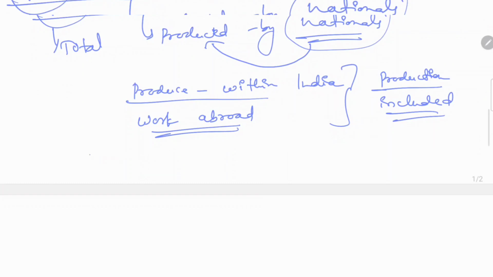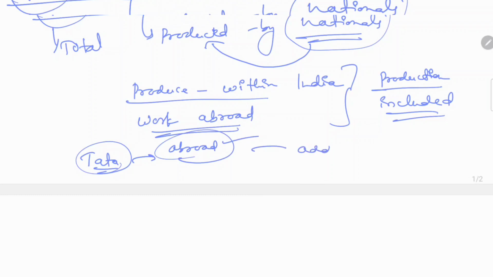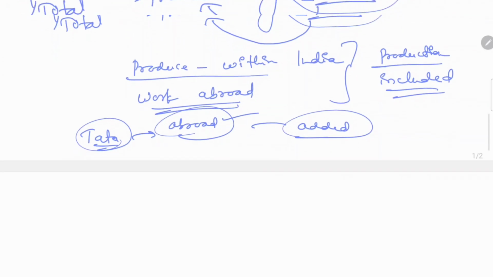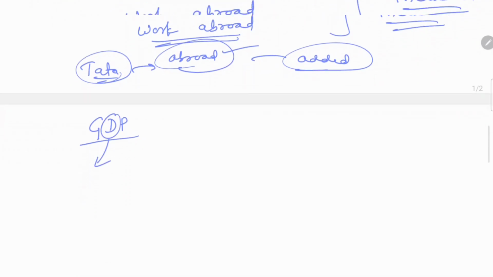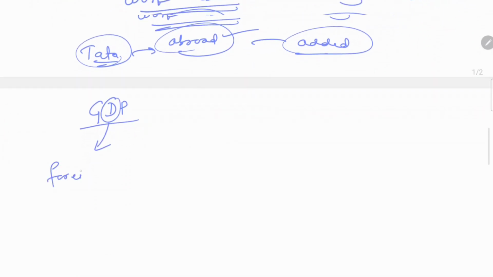For example, consider Tata. Their company is there abroad also. So their work in the foreign country, their products or services, will also be added. But how is it calculated? It starts from the total GDP. The domestic product also includes the foreigners who are in India, just as in GNP we include Indians abroad. In GDP it includes the foreigners and their work in India.